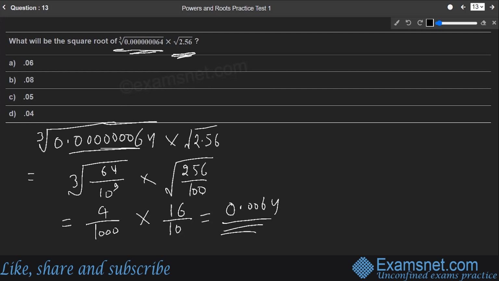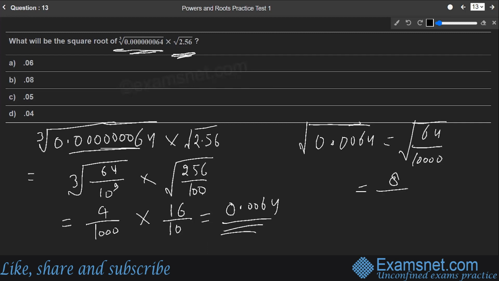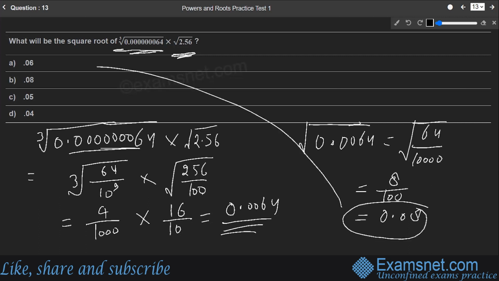Now, I was supposed to find the square root of this. So I am supposed to find the square root of 0.0064, which can be written as the square root of 64 divided by 10,000, which is 8 by 100, and that's 0.08. So that is the required square root, 0.08, which is available in option B, and becomes the right answer for me.